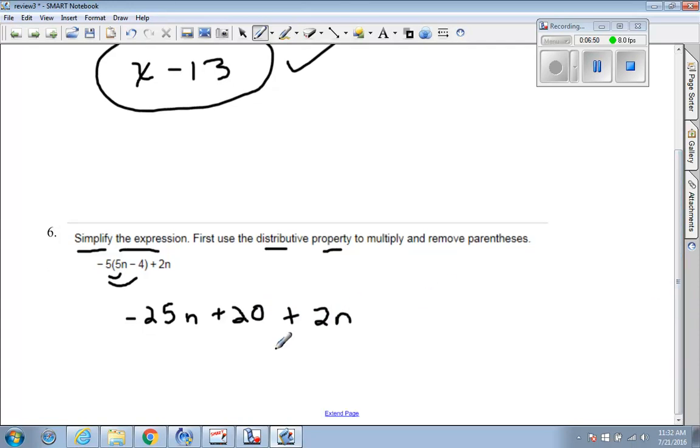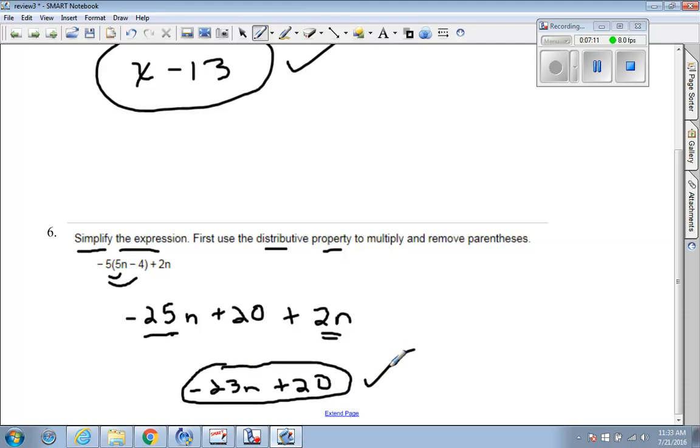Combine like terms. So this one and this one go together, right? The n terms go together. So negative 25 plus 2 would lead me to negative 23n. And then I've got the plus 20. And then again, knowing when to stop. So after you've combined like terms, you're done. It's not an equation. You're not solving anything. Okay? Head to the next one.